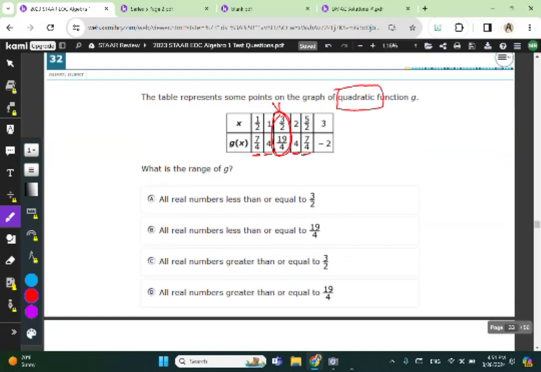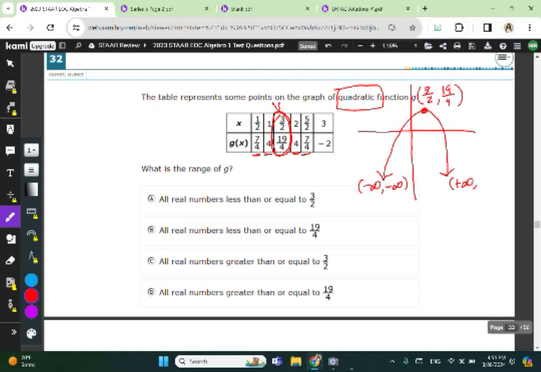Now, since your numbers are going up and then going back down, you know that you're looking at a quadratic function that looks like this, where the vertex is 3/2, 19/4. And these would be going down, negative infinity, negative infinity. This would be on the other side, so that is positive infinity. I'd imagine that your graph is somewhere over here. Negative infinity, positive infinity, negative infinity for the y values.